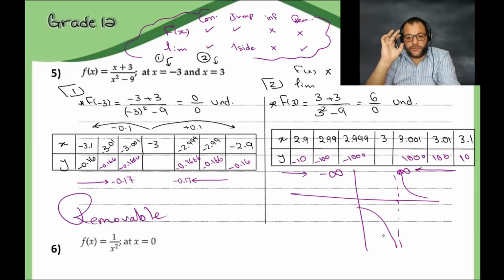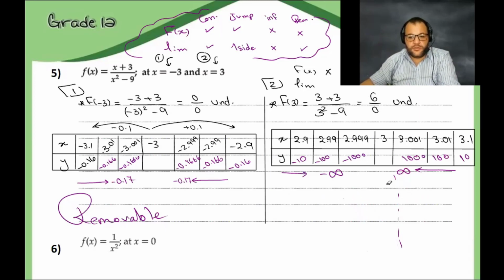Is that clear now? It means there is no limit. So there is no value of the function, and there is no limit, so it would be an infinite discontinuity function. Any problem for this one?